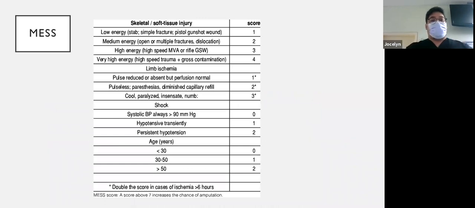Okay. So when do we decide to chop our foot or our leg? We use the MESS score. If it's more than 7, then there is an increased chance of amputation. I'm sure every one of us is very familiar with this score.